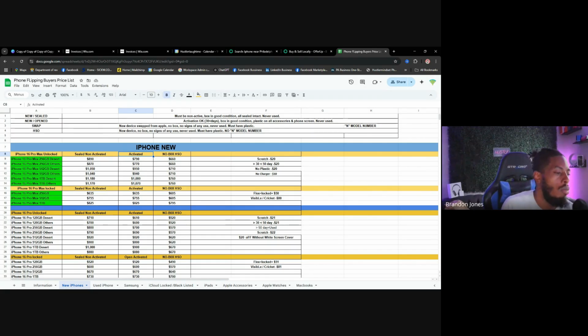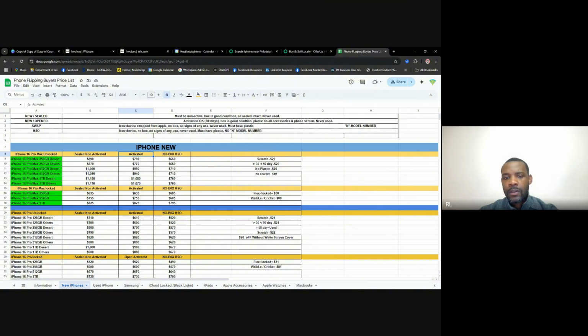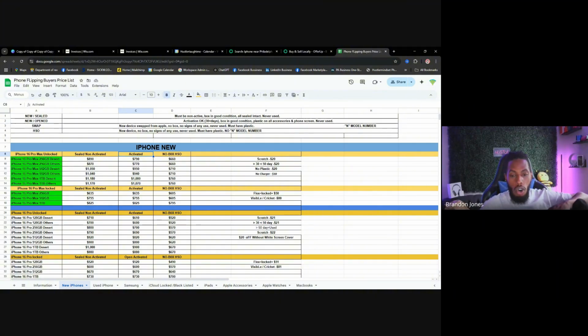So when you come over to this section right here, you'll have some deductions. Mind you, if it has a scratch, it's a -20. This is very, very important. If the phone is older than 30 days, it is not new. Okay? That's important. If the phone is over 30 days, it's not new.